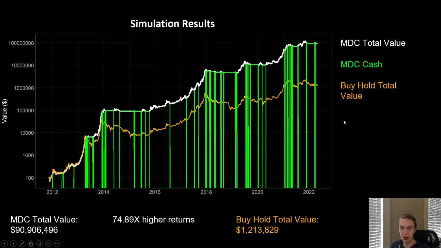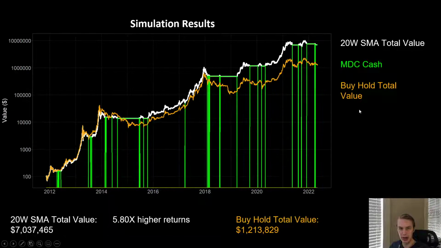But before I get there, I want to show a comparison of what the 20-week would have done, because that's, again, another critical thing, right? We see that the MDC is absolutely destroying buying and holding. How will it fare against the 20-week if you just use that as your buy and sell signal? So here I'm showing the results if you use the 20-week. This backtest was set up in the exact same way, with the exact same assumptions as the MDC backtest, except I'm just using the 20-week: are we above or are we below as the buy and sell signals? And so the 20-week still does better than buying and holding. It's beating it by 5.8x, so 7 million versus 1.2 million.